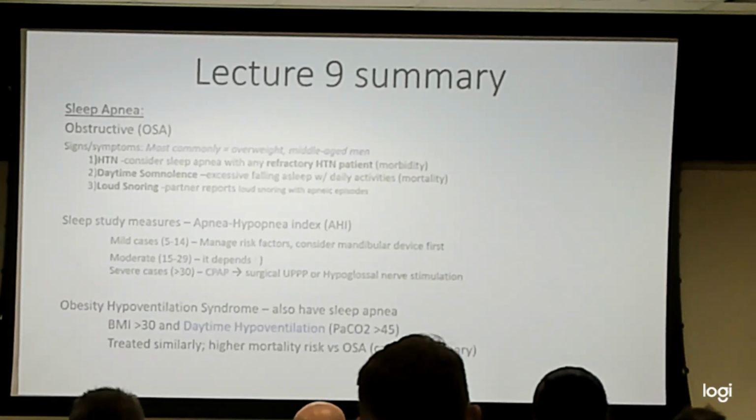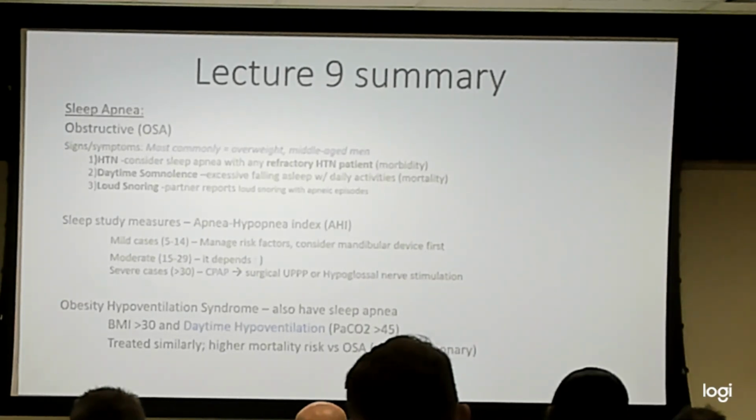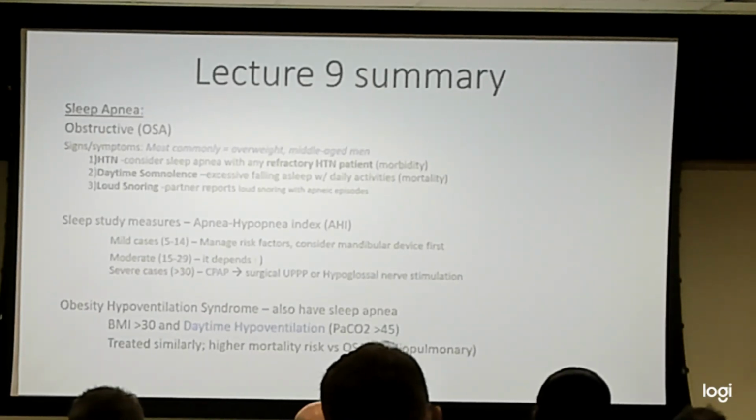Diagnoses usually are made when we see a BMI over 30, and then they have daytime hypoventilation events. So this is a diagnosis of exclusion. The gold standard of this is a daytime ABG, and we demonstrate that PaCO2 is over 45. And then it's treated very similarly.